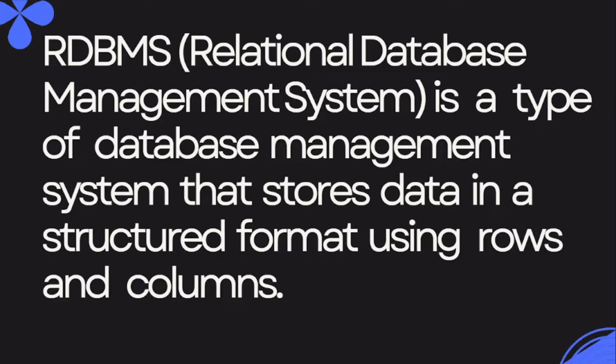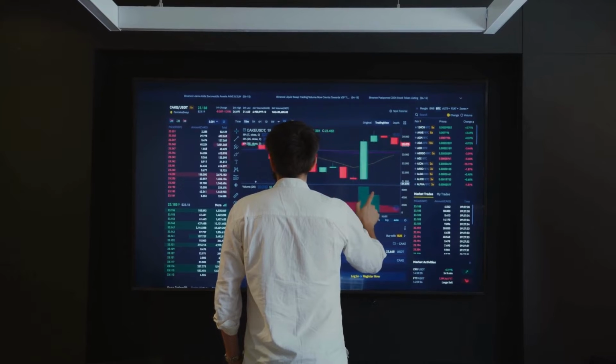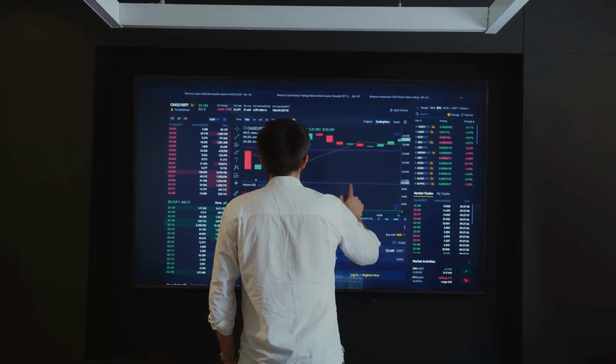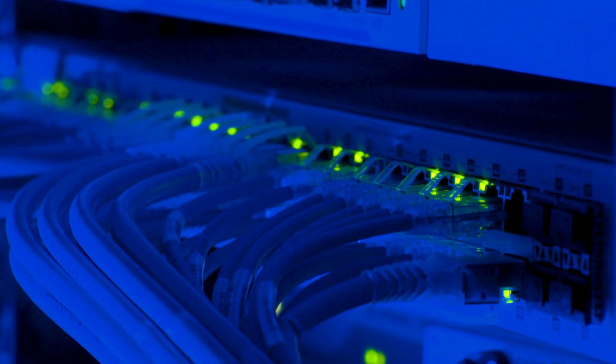So, what is actually RDBMS? RDBMS stands for Relational Database Management System. It's a type of database management system that stores data in a structured format using rows and columns organized into tables. The key feature of RDBMS is the use of relations or tables to store data, which makes it easy to retrieve and manipulate.